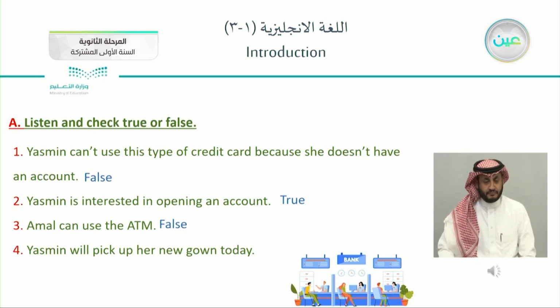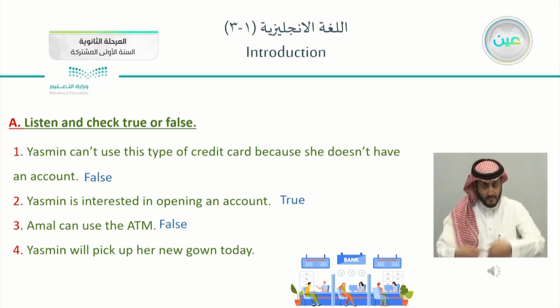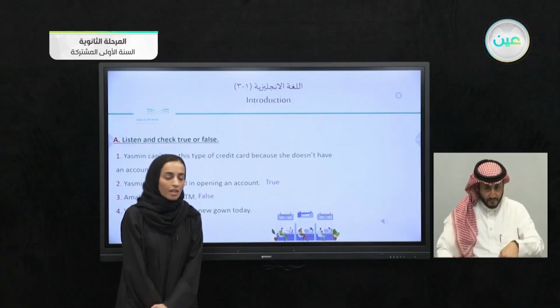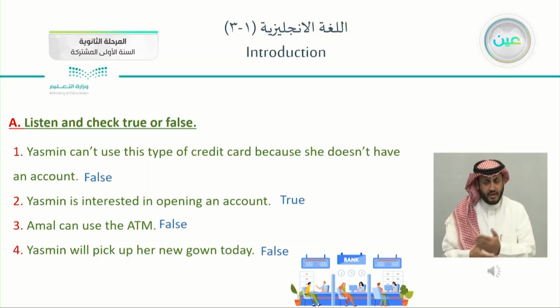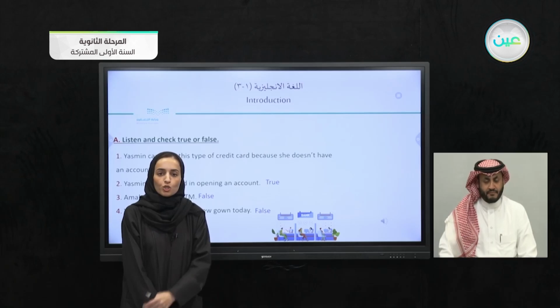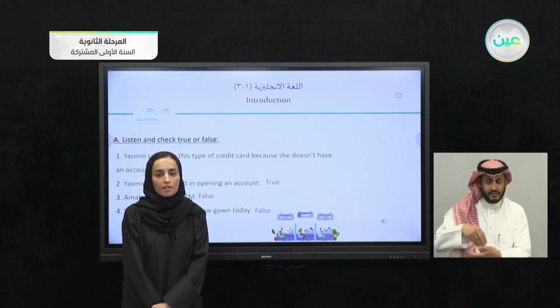Number 4, Yasmin will pick up her gown today. Is she taking her dress today? I guess it is false. She needs the hem up to make it shorter for her, so she's not taking it today.